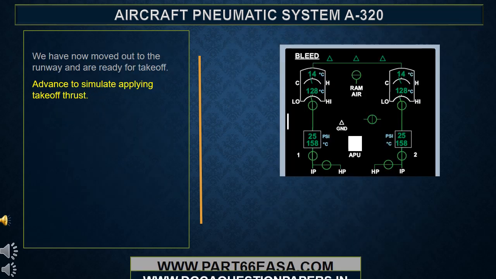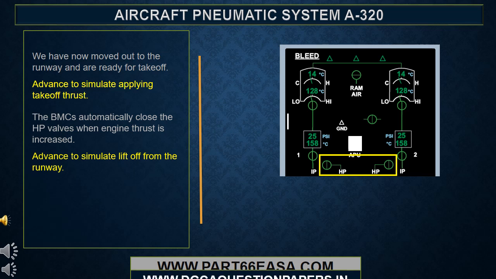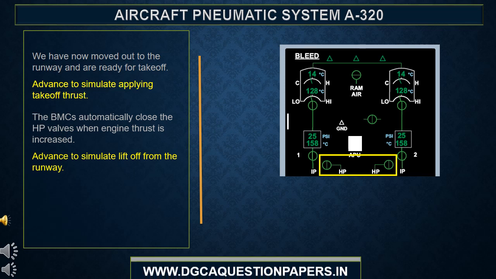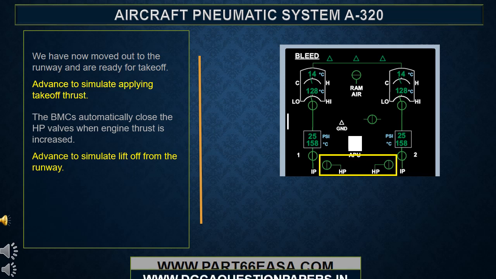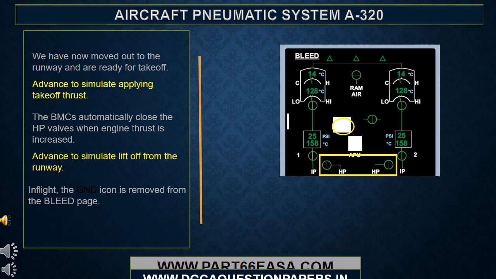We have now moved out to the runway and are ready for takeoff. Advance to simulate applying takeoff thrust. The BMCs automatically close the HP valves when engine thrust is increased. Advance to simulate liftoff from the runway. In flight, the Gnd icon is removed from the bleed page.